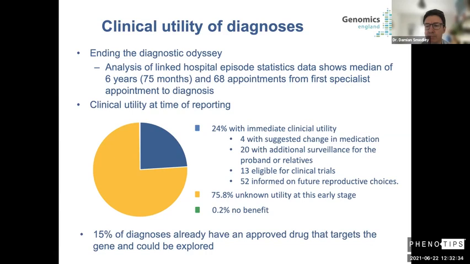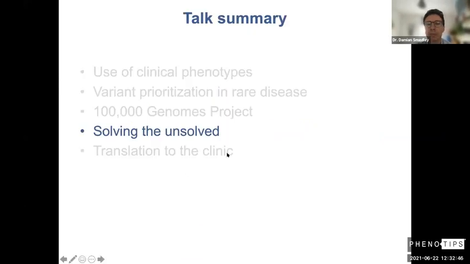So for instance, if it's a de novo, you can pretty much safely have another child and it's unlikely to have the same disease. And 13 were eligible for clinical trials. And then moving on to the final bit of my talk. So this is solving the unsolved cases.